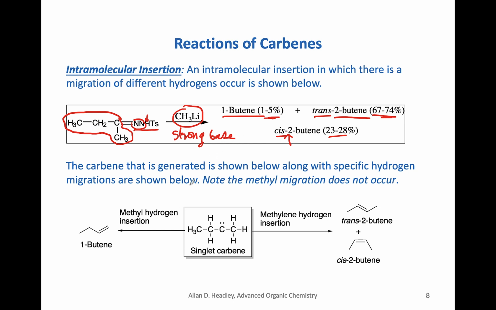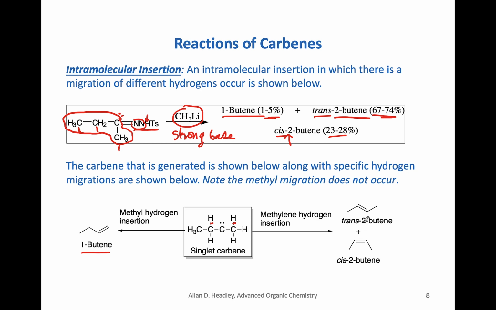Let's see what should happen here. So here we have this carbene. Carbene is right here, so I've just drawn it differently here. So we have the CH3, this is it, and the CH2, and the CH3 right here. So what we can have here is an insertion into this bond, which will give us the 1-butene. We can also have insertion into this bond, which will give us the 2-butene.